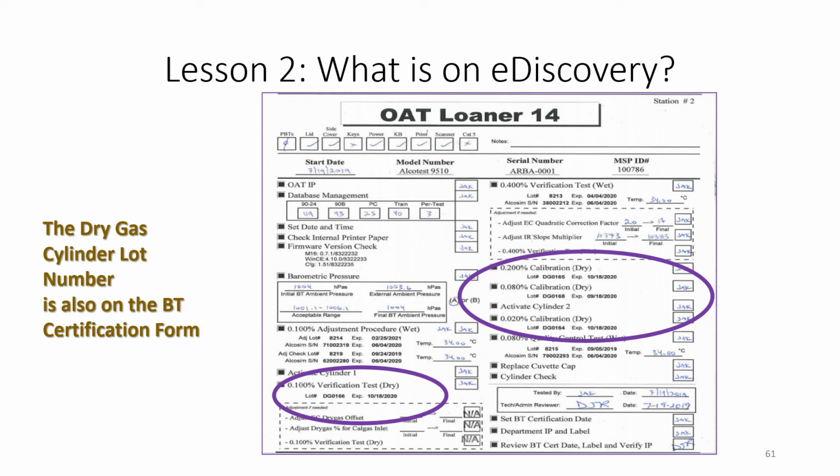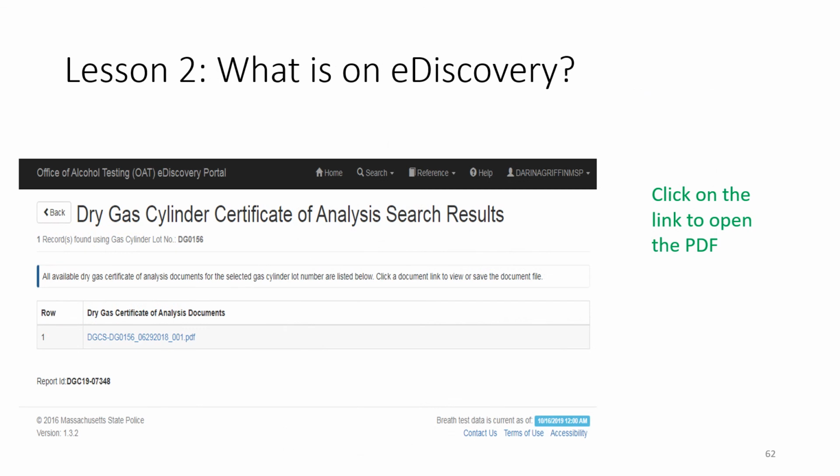So once you've located the lot number for your dry gas and you're conducting a search for dry gas certificates of analysis, you can click on the particular certificate of analysis that you're looking for, and you can open it, and it will open a PDF document. You can click on the hyperlink, and that's when the PDF will open.